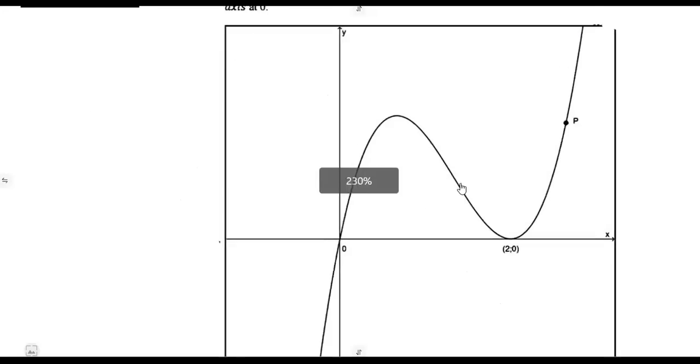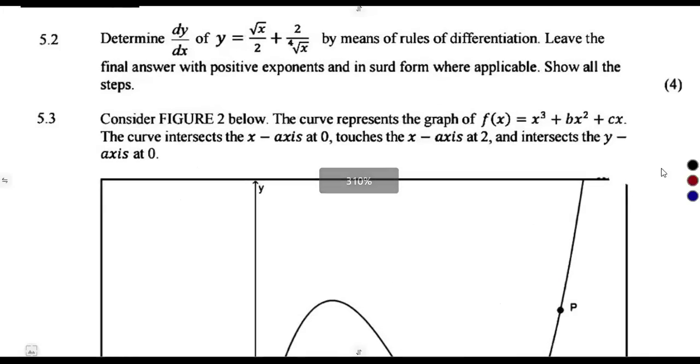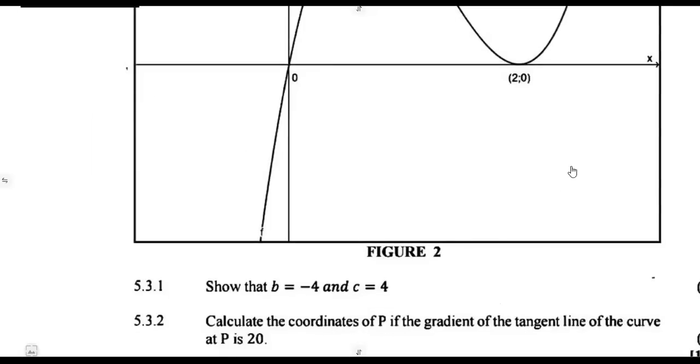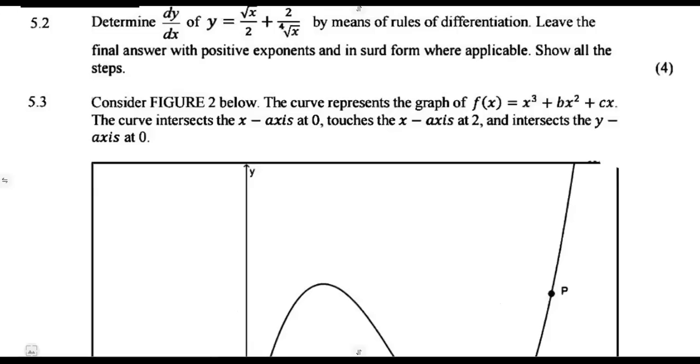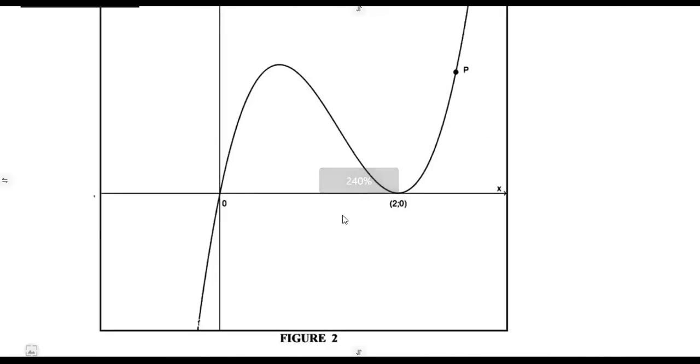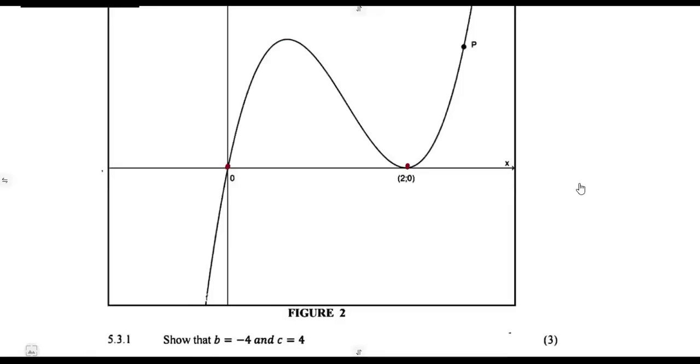On another part, they want us to, okay, let's see. Are we not having a first principle somewhere here? Oh, it was not given. All right, no problem. Then this one, 5.3, consider fig 2 below. The curve represents this function, f of x is equal to this. The curve intersects the x-axis at 0, touches the x-axis at 2, and the y-axis at 0. Okay, these are the properties of the graph, guys, as you can see here. The y-intercept, which is this one, is the origin, and the x-intercept, there's a p there, just like that.